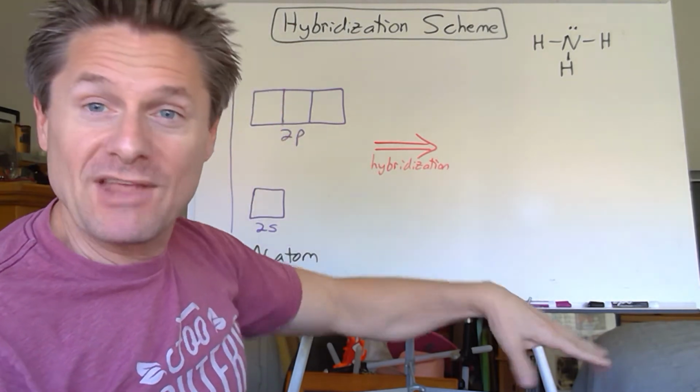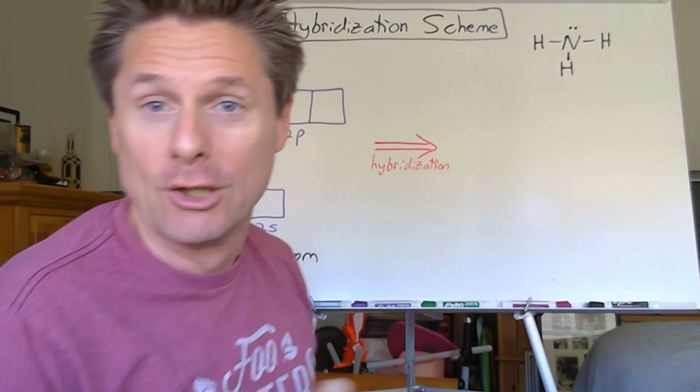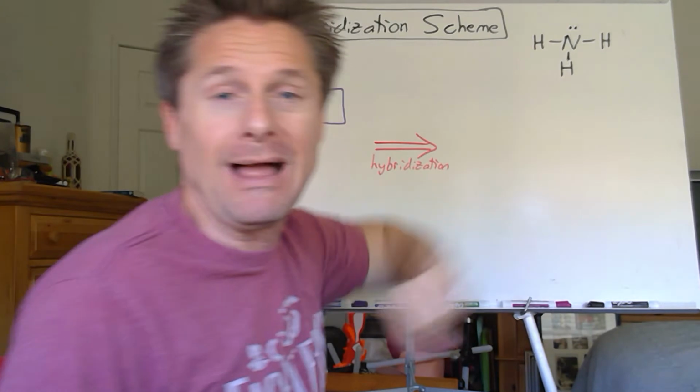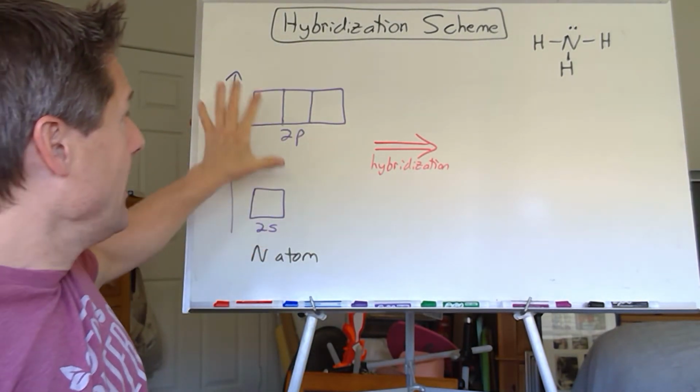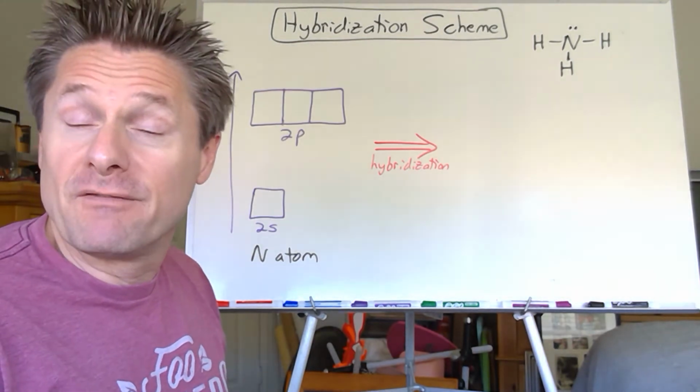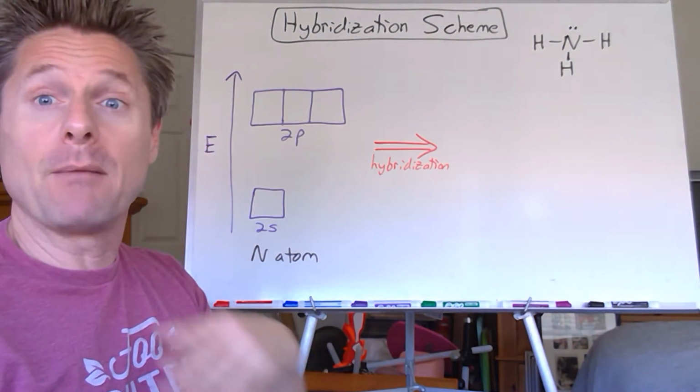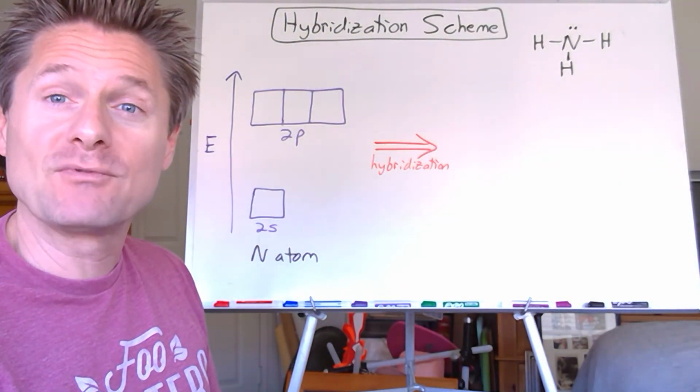When we're done with the hybridization scheme, it should predict the Lewis structure. It should predict 3 single bonds and a lone pair. All right, so here we go. What we're going to do is pretty much like an electron configuration, right? Orbital box diagrams. So if you need to review orbital box diagrams, go review that.